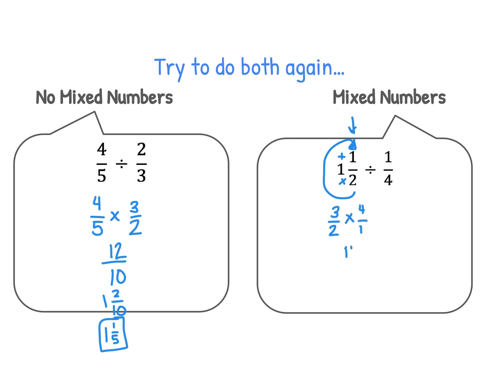3 times 4 is 12. And 2 times 1 is 2, and that is 6. Love that. Hopefully this helped, and you are ready to do this section of your Unit 3 retake.